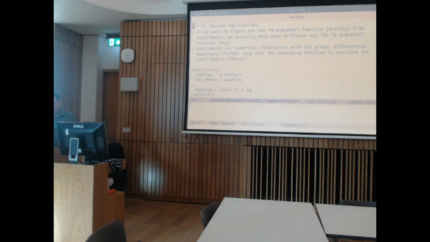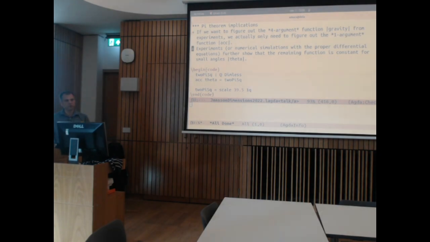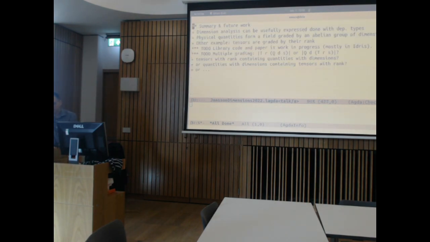So, the implications: from a four-argument function, we get a 1-argument function, and if you want to do experiments to infer what this function is, it's much easier, of course, to infer a 1-argument function than a 4-argument function. And moreover, for small angles, this function doesn't even depend on theta. So it just becomes a constant, which happens to be 2 pi squared. But that doesn't come from dimensional analysis.